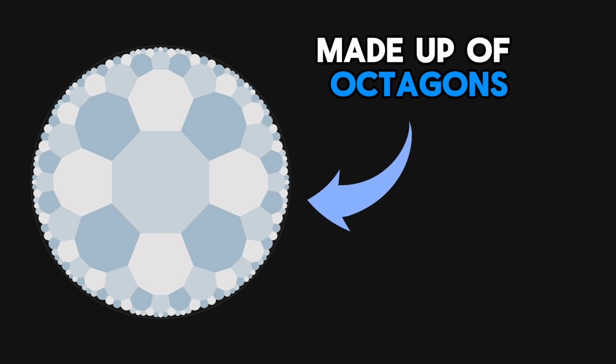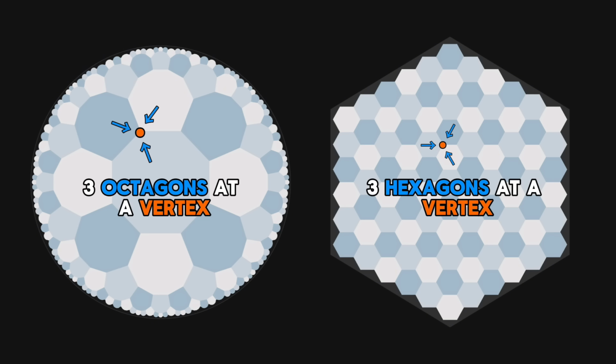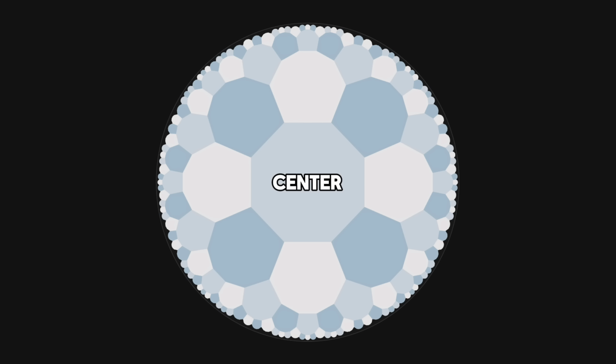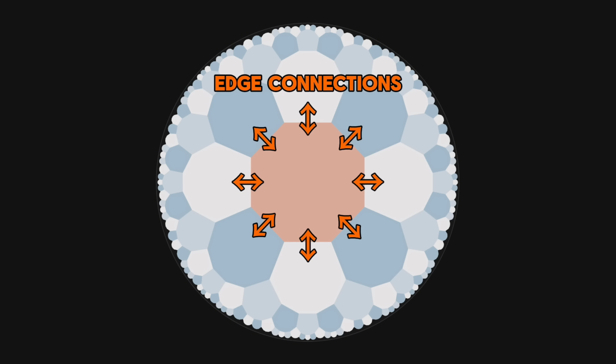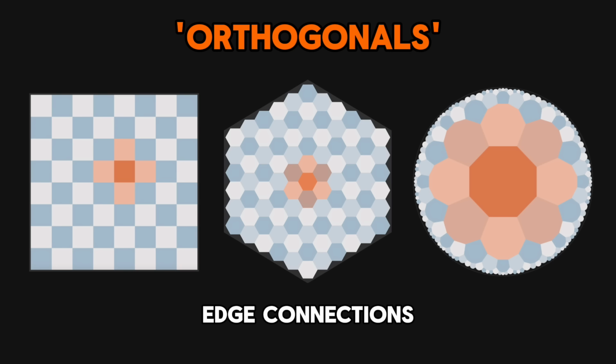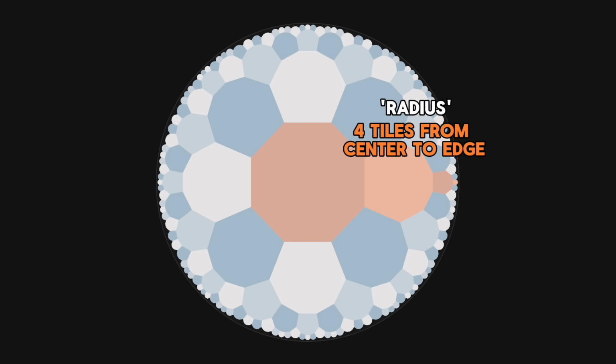As I mentioned, this is an octagonal board. We can use a hex board as a nice reference, given it has a similar structure where 3 of each tile are meeting at a vertex. The octagonal board is built out layer by layer from the center tile, using these edge connections. They're like the rank and file directions from regular chess, also known as the orthogonals. Regular chess has 4, hex chess has 6, and octagonal chess has 8. We continue around until we have a radius of 4, so 3 layers built around the center tile.